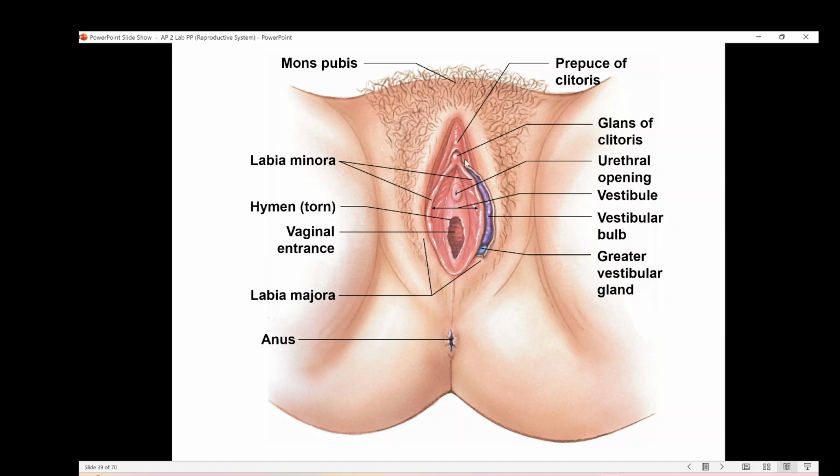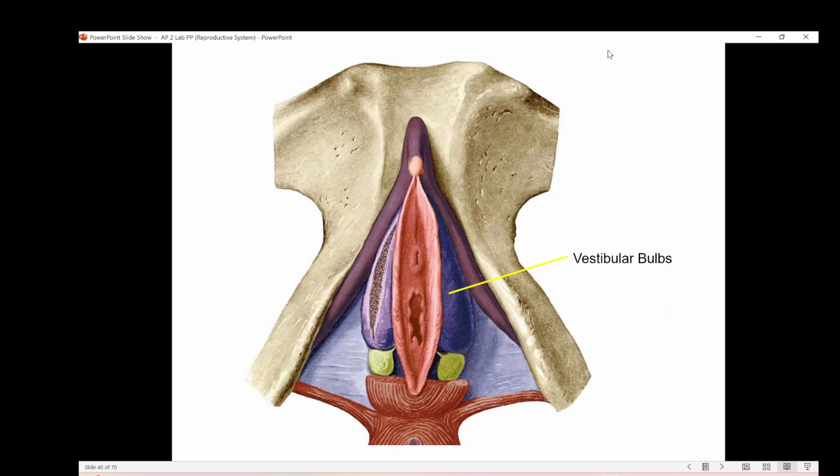While I'm here, before I go back to the notes, just like in the male, remember the male had a covering over the glans penis known as the prepuce? Females have the same thing. So this covering right here is known as the prepuce, just like it is in the male. And so it's similar structures.